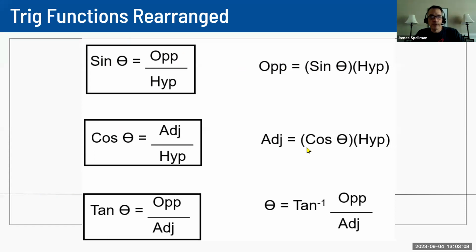The cosine formula does the same thing. And as of right now, we're not really using the tangent formula, but that's when we wouldn't know the hypotenuse.